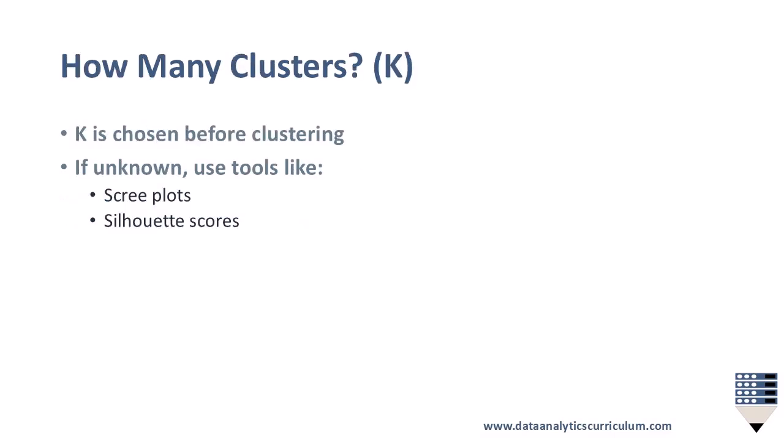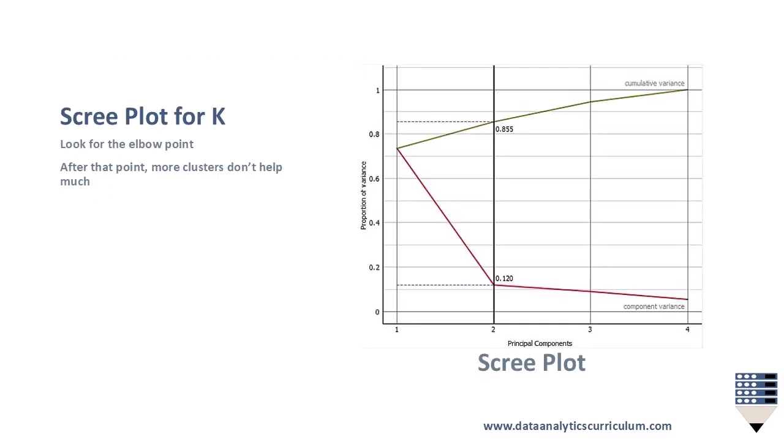How many clusters should we use? One challenge in k-means is deciding how many clusters, or k, to use. If k is not known in advance, we can use evaluation tools like scree plots or silhouette scores. Scree plot for k. A scree plot shows how the total within-cluster variation decreases as k increases. We look for an elbow point, where adding more clusters no longer improves the results much. That point usually indicates the optimal k.